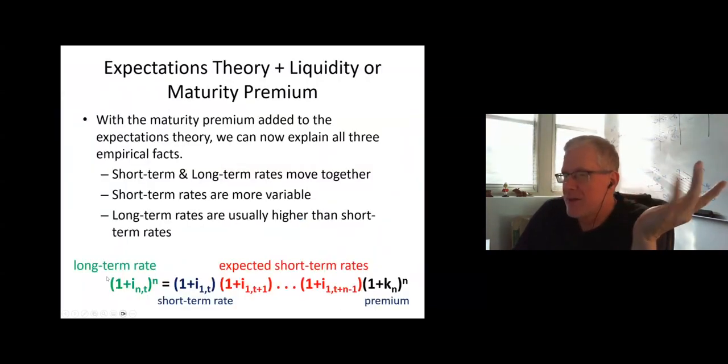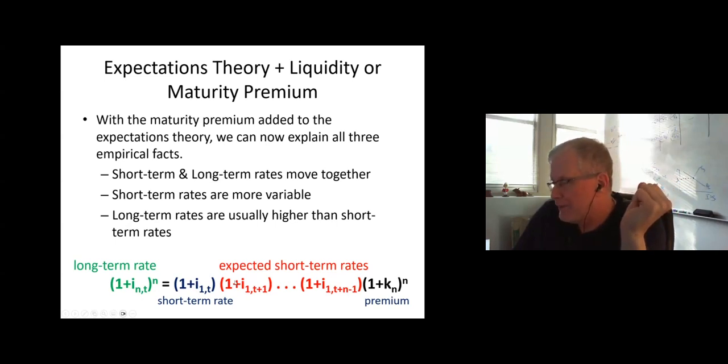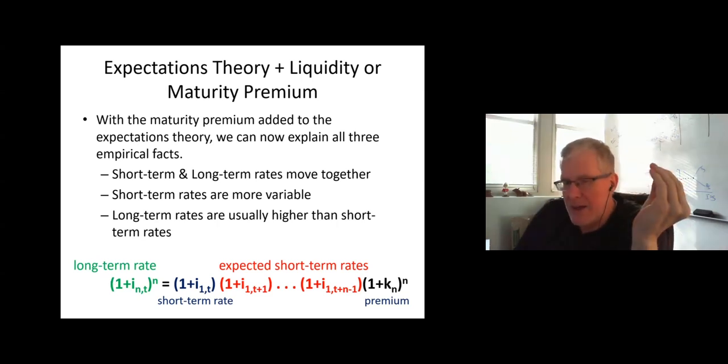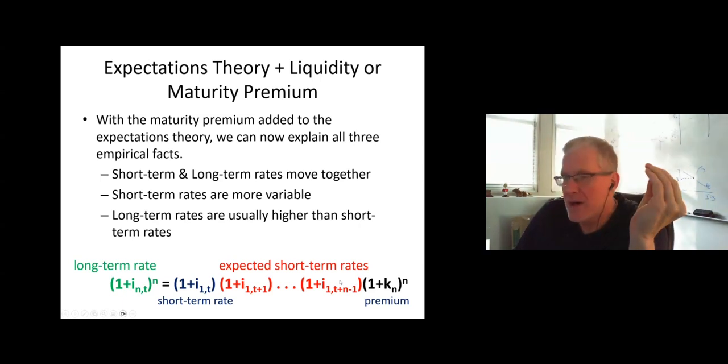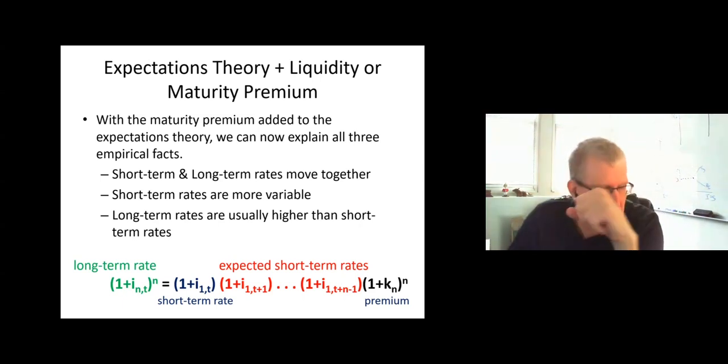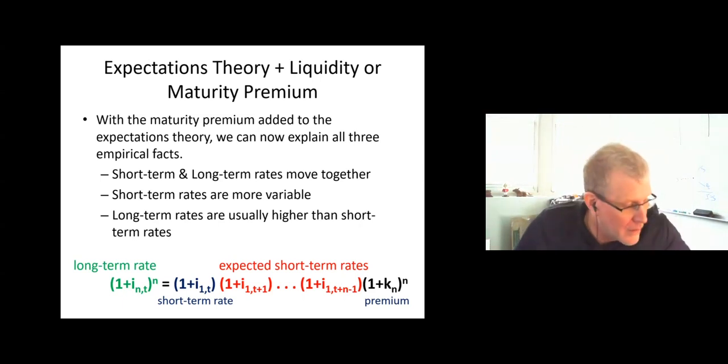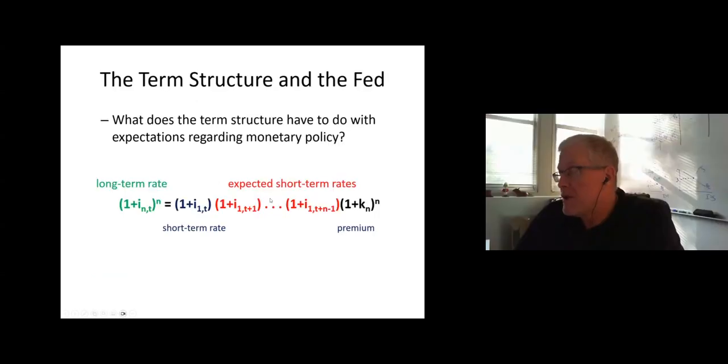The reason is the long-term rate is an average of the current short rate and expected short rates, and then a premium because the long-term rate is riskier, in an interest rate risk sense, and also in a liquidity sense. The long-term bonds are usually a little bit less liquid than the short-term bonds. So we've gone through all of that.